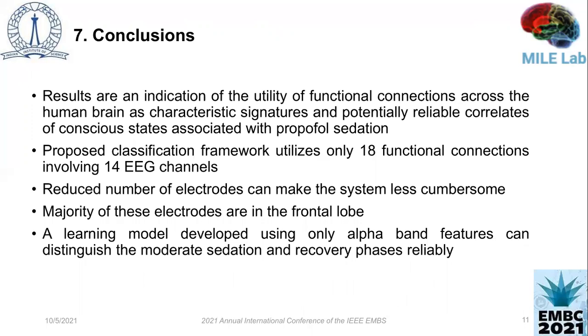The fact that the proposed classification framework utilizes only 18 functional connections involving 14 EEG channels is also advantageous in a clinical setting. Reduced number of electrodes can make the system less cumbersome. Also, a majority of these electrodes are in the frontal lobe, and it might allow for a rapid placement of electrodes below the hairline. Also, a learning model developed using only the alpha band features can distinguish the moderate sedation and recovery phases reliably.